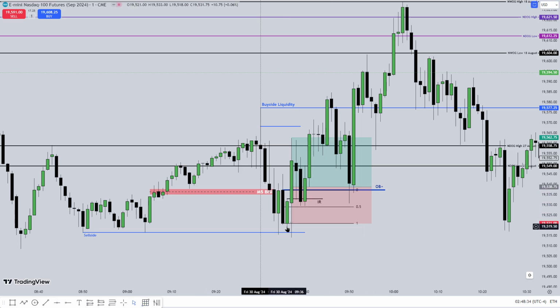This was the mean threshold. When I saw these two candles not trying to trade for the mean threshold, I trailed my stop loss directly to the 0.5 level of this order block. When I saw these two candles not trying to touch this 0.5 level, I trailed my stop loss to 0.5 because I knew we have an immediate rebalance.